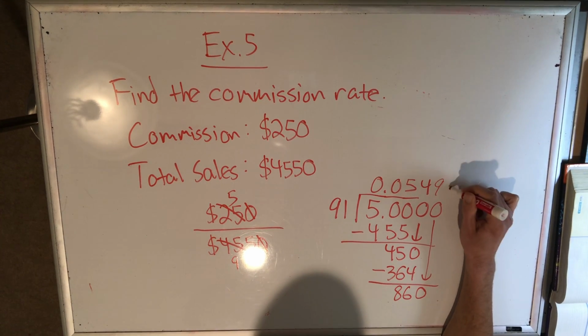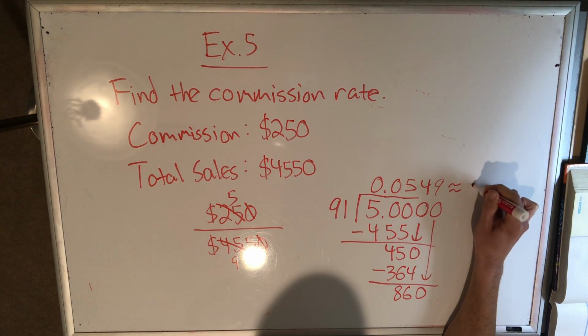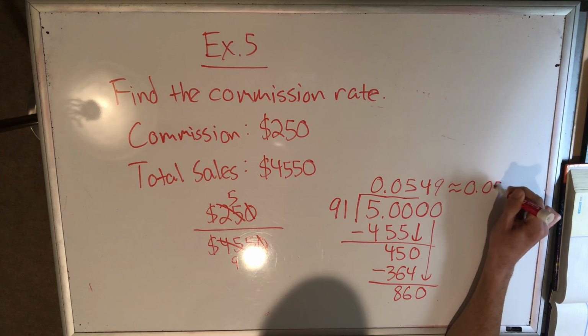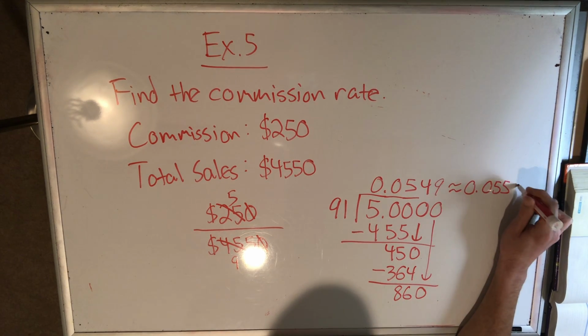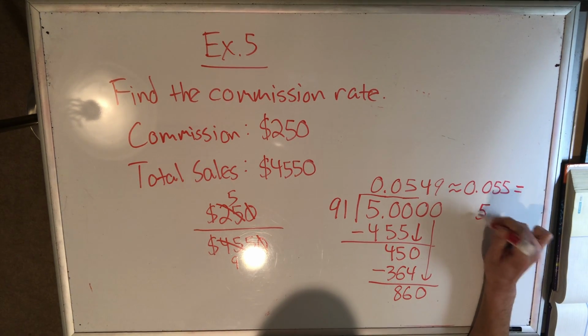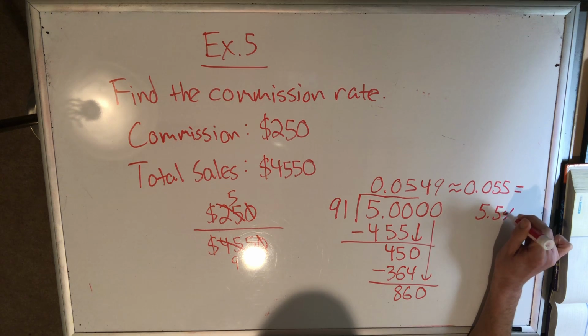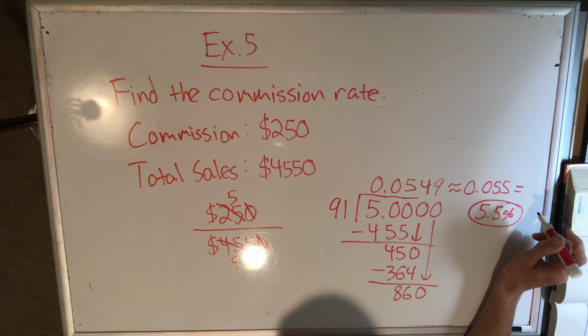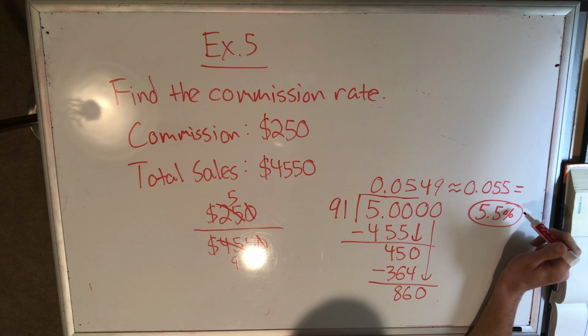Rounding this to 3 decimal places, it's 0.055. And then to convert a decimal to a percent, move the decimal point 2 places to the right. That's 5.5%. So the commission rate is 5.5%.